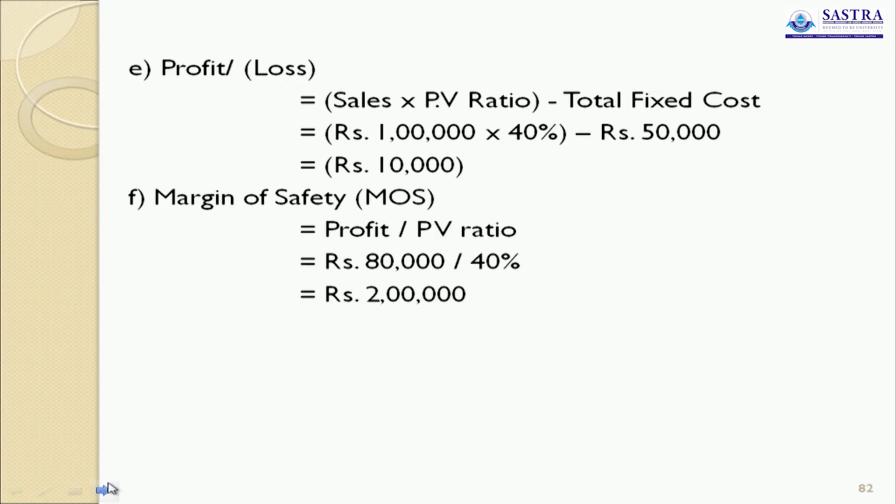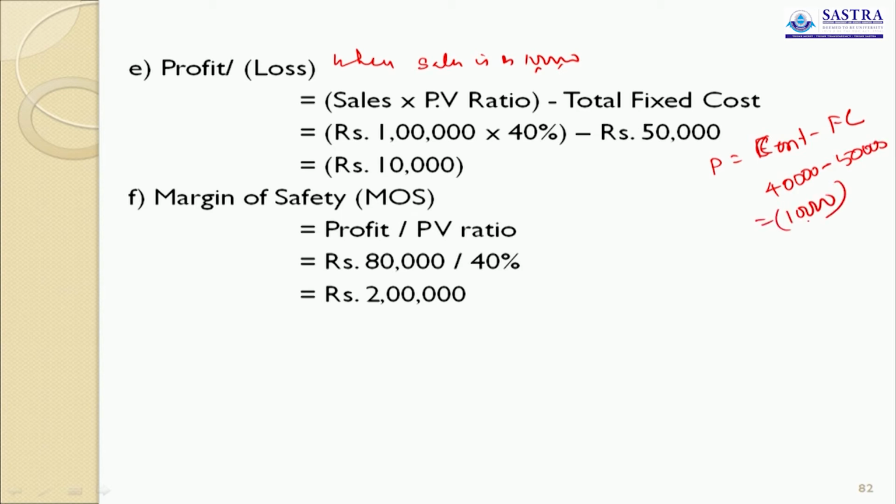The next question, profit or loss when sales is rupees 1 lakh. So here profit equals contribution minus fixed cost. What is contribution? Contribution is PV on sales. Sales is 1 lakh, PV 40%. So contribution is 40,000 only. Here fixed cost is 50,000. So loss is 10,000. Sometimes it is possible.